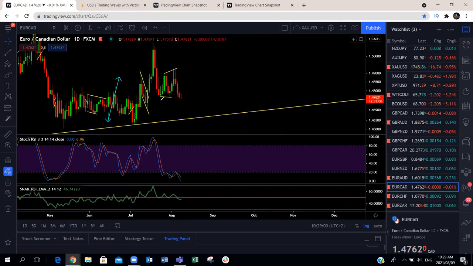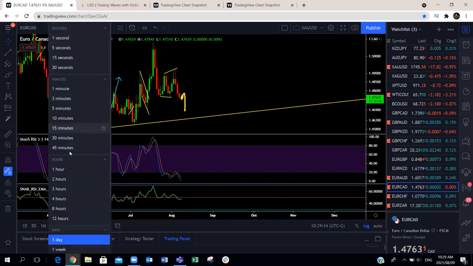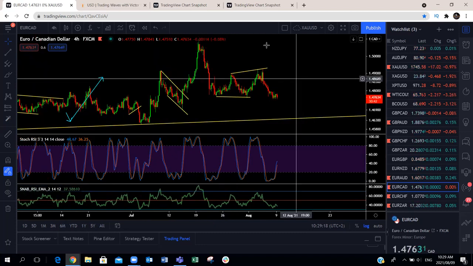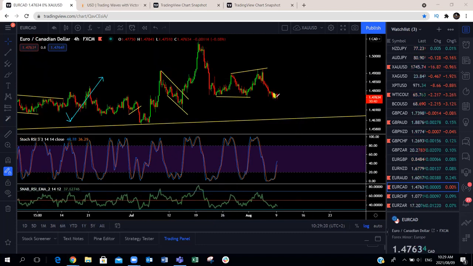EuroCAD, we had this structure last week playing out to this level, making an expanding flat. Now we're dropping like that. So we'll expect EuroCAD to make a continuation to the downside. From here, I expect continuation to the downside. Let's look at the 4-hour. We are making a continuation pattern here. On the 4-hour, we'll look for this one to continue lower. We're simply making this structure here.